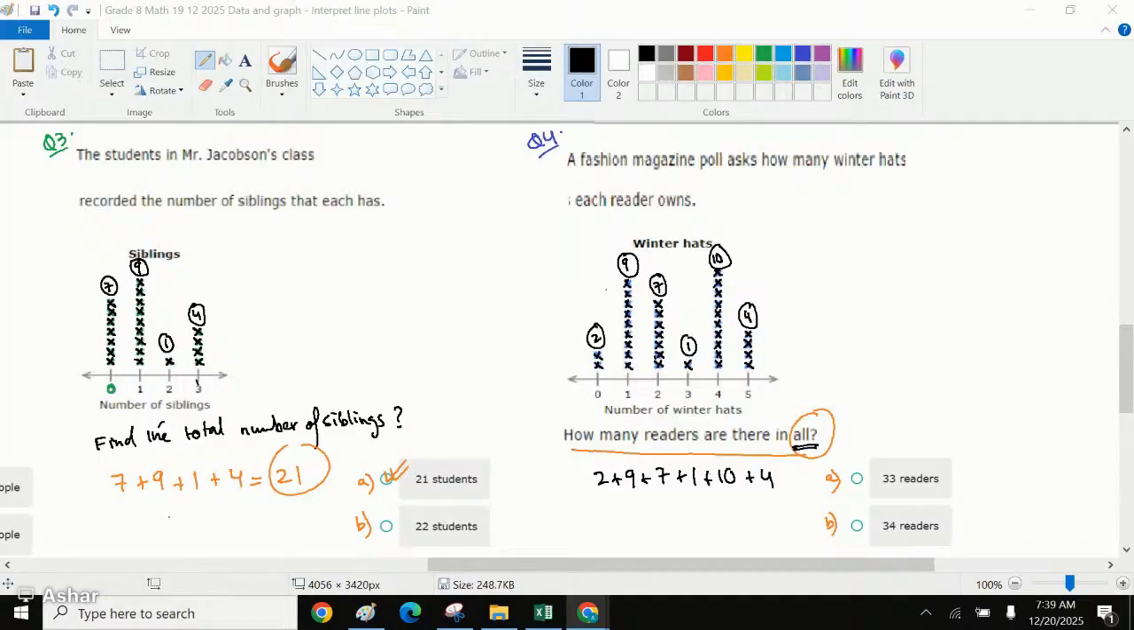Okay. So that was 2 plus 9 plus 7 plus 1 plus 10 plus 4, right? Is it option A or option B? Can anyone give me the answer? Yes, when we add them together, the answer comes out to be 33. Since the answer is 33, we look at the options. Option B says 34, that's not our requirement. Option A, we click on option A and we will find the answer.